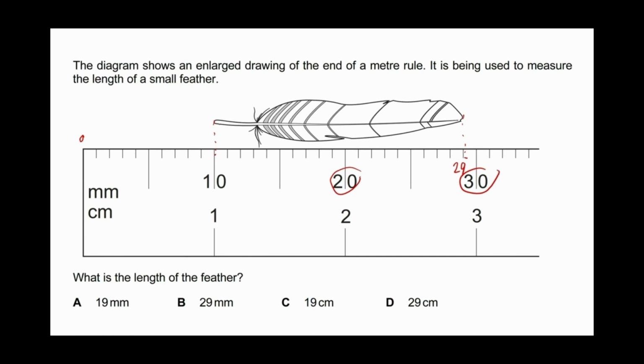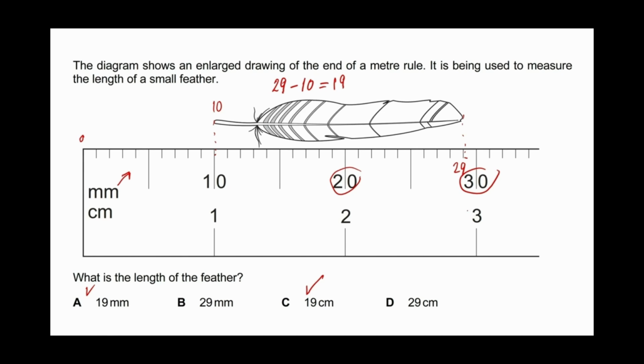So the length equals 29 minus 10 equals 19. So the answer is 19. Is it 19 centimeter or 19 millimeter? Look at this. Millimeter is up, so this is millimeter. In centimeter, we have here 1, 2, 3. Okay, please. This example is tricky.